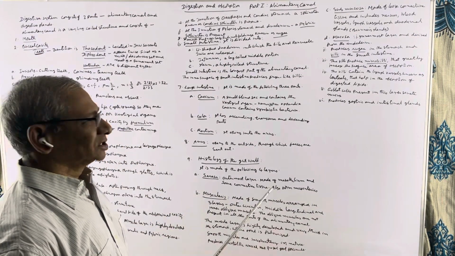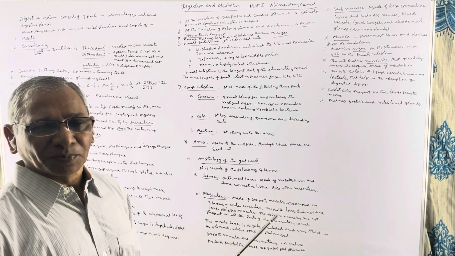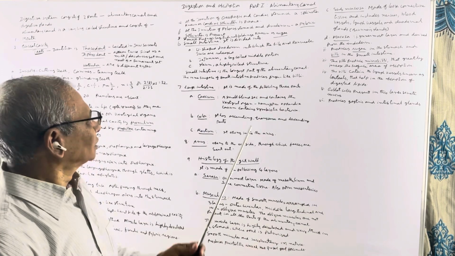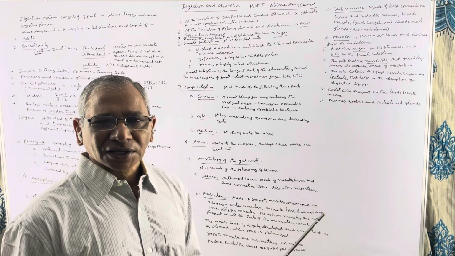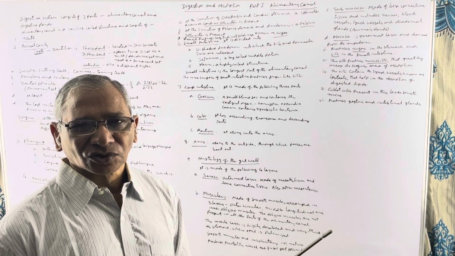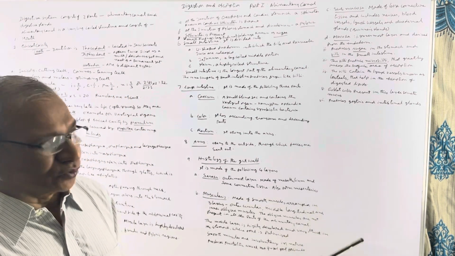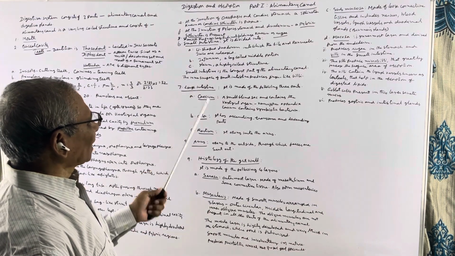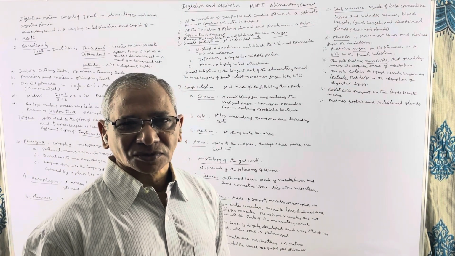Jejunum is a long coiled middle part. Ileum is the last part and is highly coiled. Jejunum and ileum have finger-like structures inside called villi. Villi help in absorption of the digested food. Then, the small intestine opens into the large intestine.